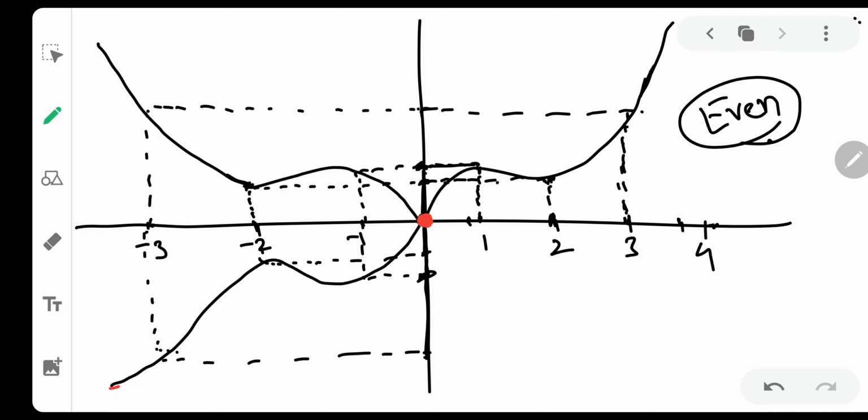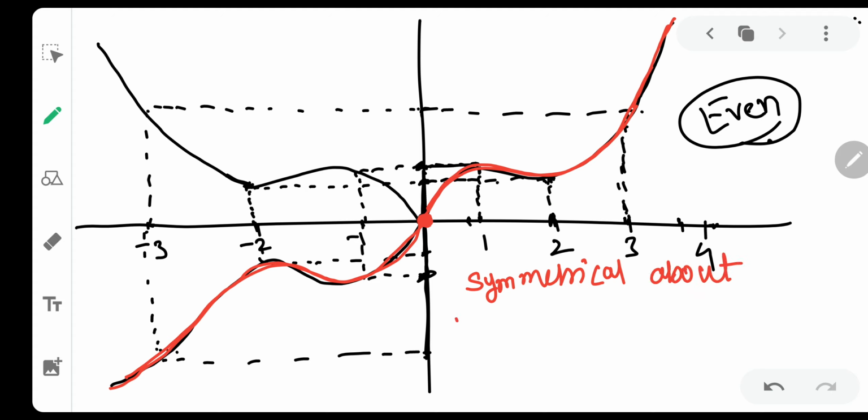I will show you. Suppose this is my curve, like this. Now you can see to the right of origin, the graph is like this, and the same graph is replicated to the left of origin. It means this particular graph is symmetrical about origin.